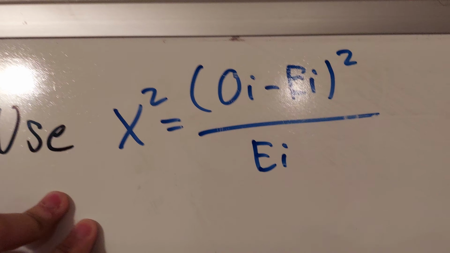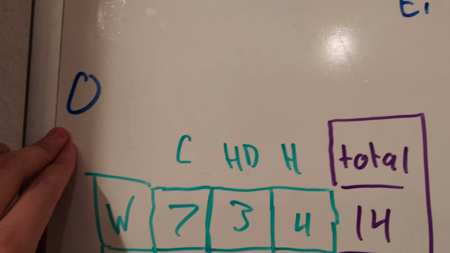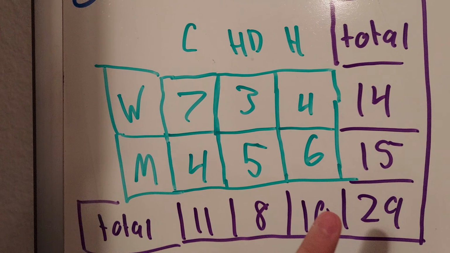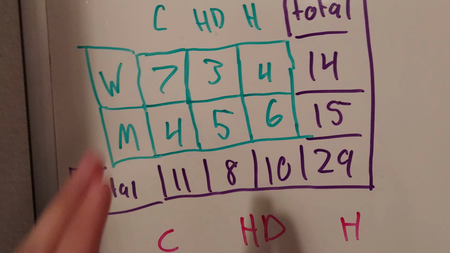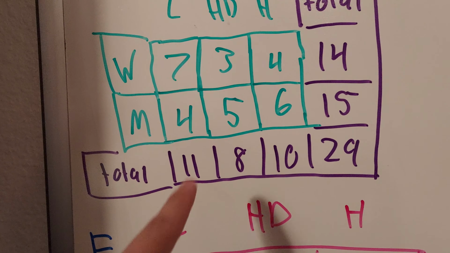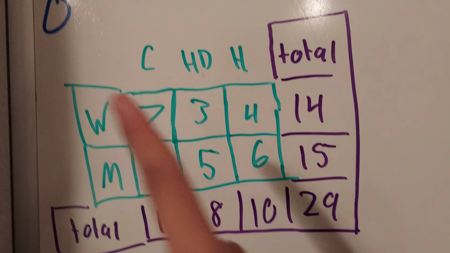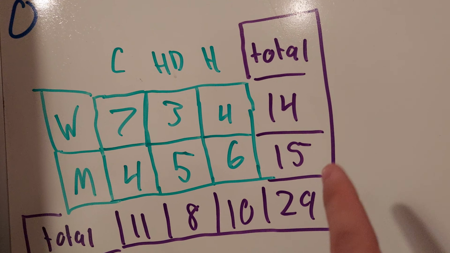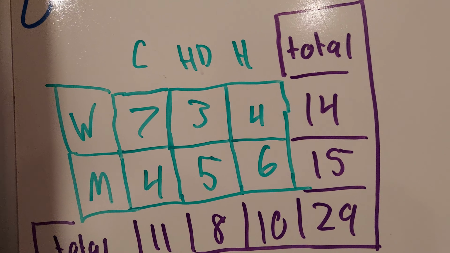So what is our observed? Well, our observed is the numbers given to us, so I put it as O. O is the women 7, 3, 4, men 4, 5, 6. As you can see right here, I have the total in purple. When you add 7 plus 4, that's 11. 5 plus 3, that's 8. 4 plus 6, that's 10. When you do 7 plus 3 plus 4, 14. 4 plus 5 plus 6, 15. If you do it this way and that way, they both equal 29.